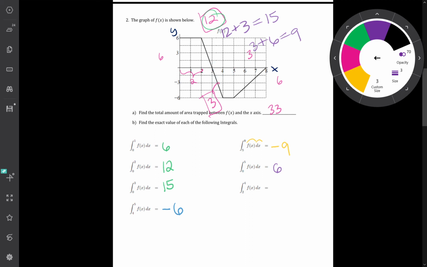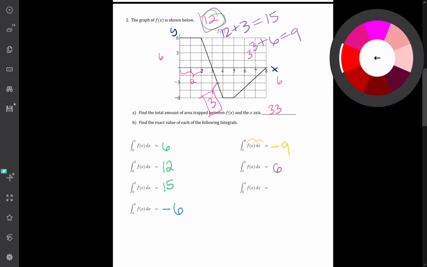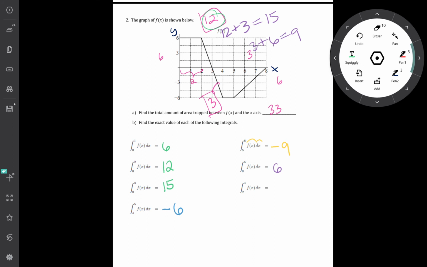Okay, so for the last part, let's go red. We want to know what happens when we integrate from 2 to 4. So again, here's the axis. We're going to get this little triangle above. It has an area of 3. And then we're going to get this little triangle below, which also has an area of 3. So we know that we've trapped a grand total of 6 units of area, but the integral is going to take that as area above the axis 3 minus area below the axis 3, and it's going to say 0.